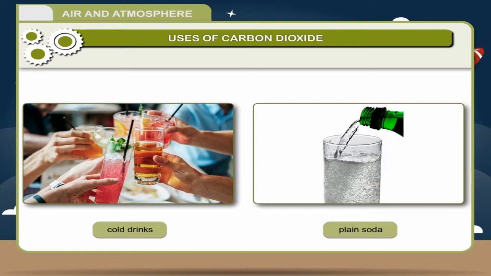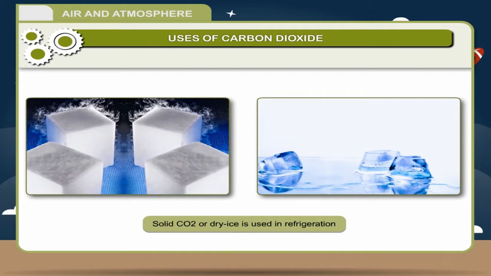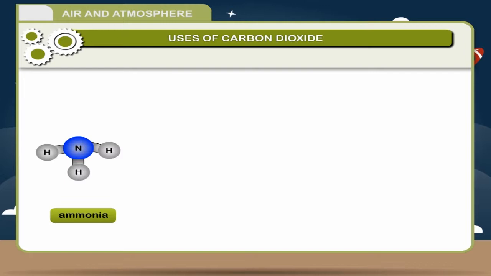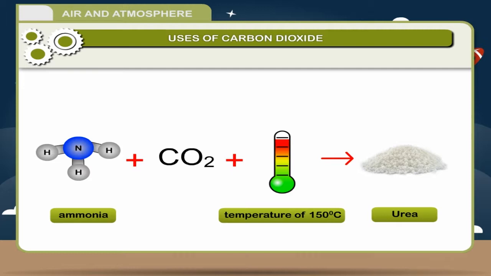Solid CO2 or dry ice is used in refrigeration. It is a superior refrigerant than common ice because it can produce very low temperatures and does not form liquid on melting. Urea is manufactured when ammonia reacts with CO2 at a temperature of 150 degrees Celsius and 150 atmosphere pressure. Urea is a very important nitrogenous fertilizer.